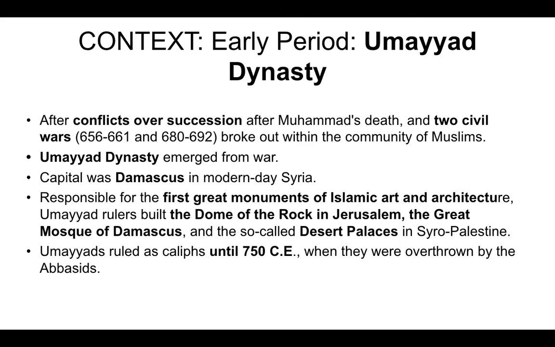So the Umayyads are the ones who built the Dome of the Rock in Jerusalem, but they also built the Great Mosque in Damascus. It is not in the 250, but we will see it as I show you different examples of different kinds of mosques.